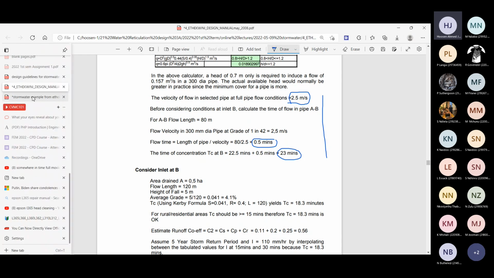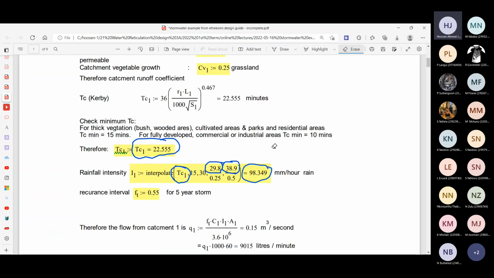In my calculations, I've done it. You'll see, just to show you the calculations that I've done. I just want to clear out the clutter there.